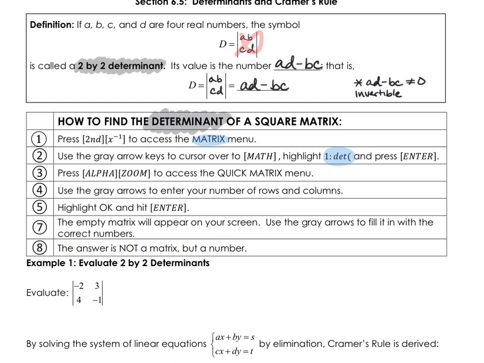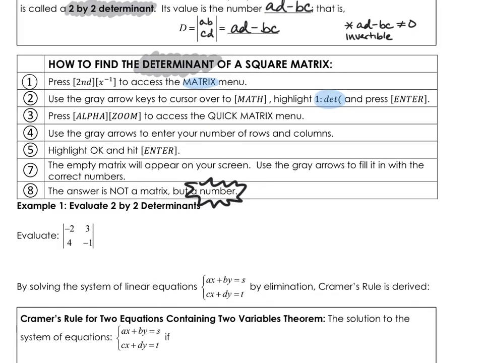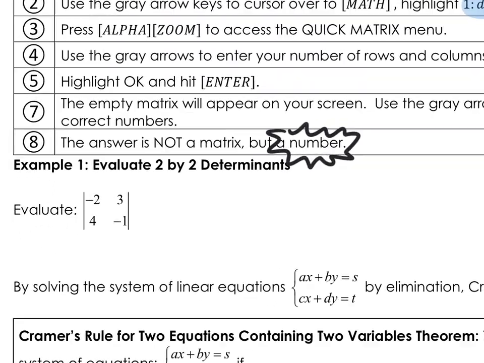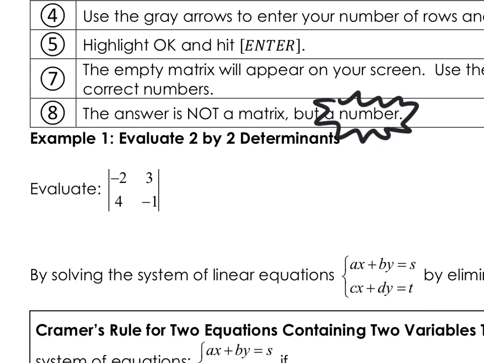Remember, our determinant now is some number we get when we do that swoop, that red swoop, A times D minus B times C. So we'll do it by hand. We'll check in the calculator. Because for a 2x2 matrix, it's really pretty easy. So we're finding the determinant. We're going to do this.